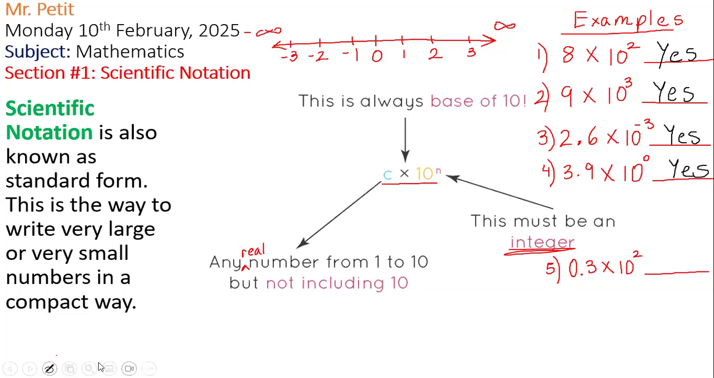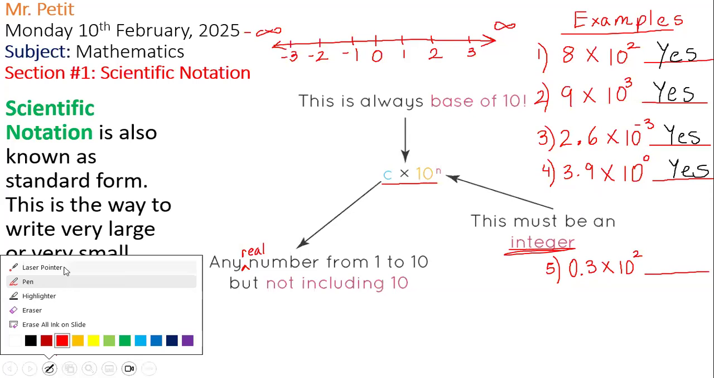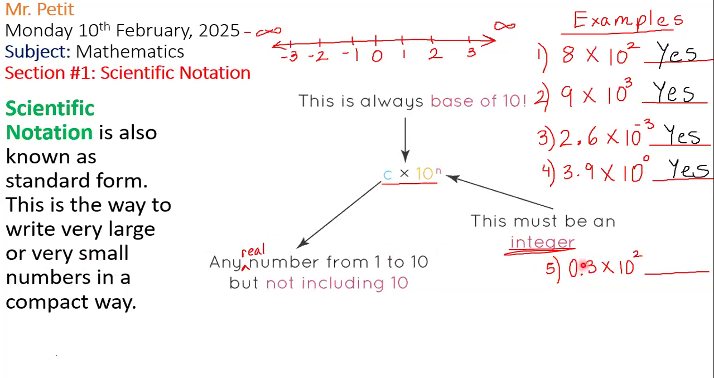Also, remember that in order for it to be in scientific notation, this number must be from 1 to 10, but it cannot be 10. Very good. All right, so that's the problem right there. Here, this is 0.3. We could change this into scientific notation, but this is not currently in scientific notation. This is our first no, unfortunately.